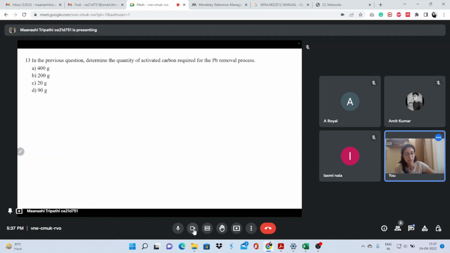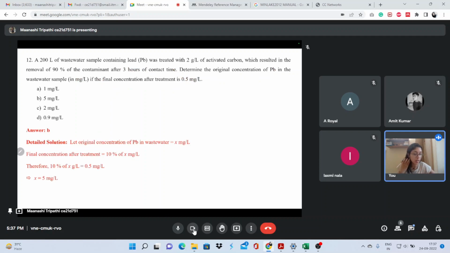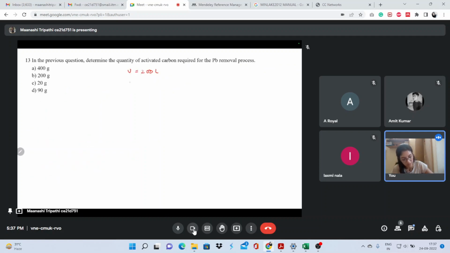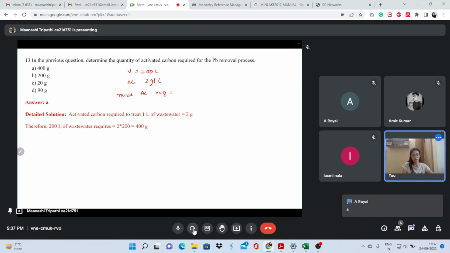Question number 13. In the previous question, determine the quantity of activated carbon required. So what was the total volume of water? It is 200 liters and the activated carbon required is 2 gram per liter. So what is the total activated carbon required? Correct. Answer is A. Very simple.